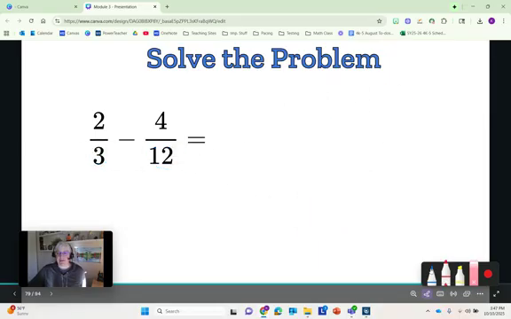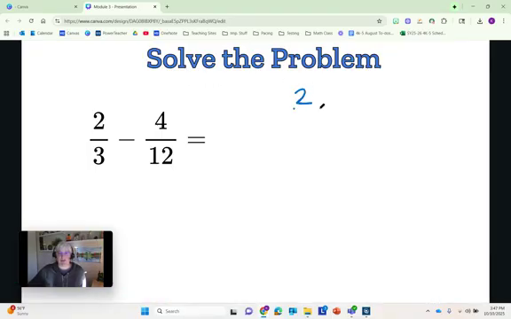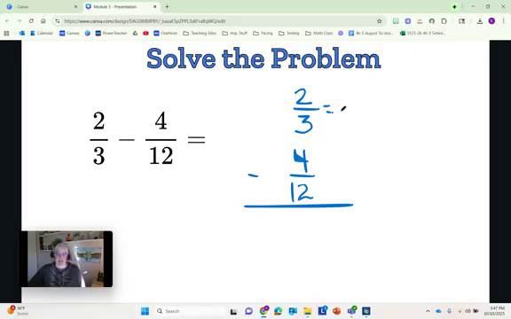So we want these fractions to be in the form of 12s. And I should have done them side by side. I didn't set these up the way I should have. So 2/3, let me do them over here. 2/3 minus 4/12. Okay. 2/3, we're going to take this fraction and turn it into a new fraction where the denominator is 12. Same with the second fraction.